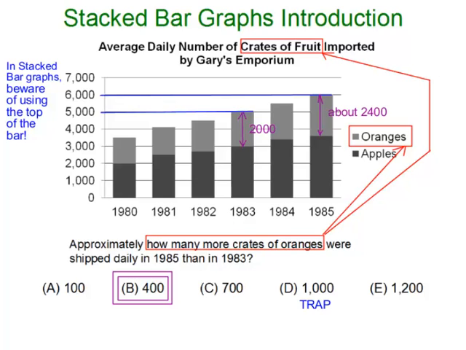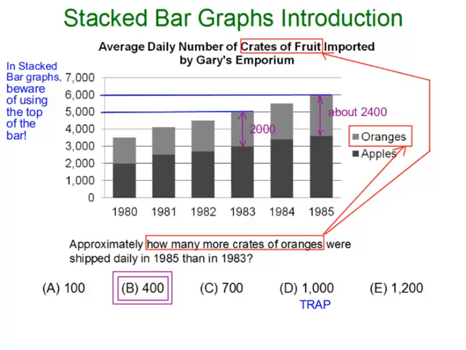And you can do that kind of visually. Just look at the difference between the top of that light gray part of the bar and the bottom of the light gray part of the bar. And so that's almost exactly 2,000 in 1983, a little bit less than 2,500 in 1985. And so that corresponds to a difference of a little bit less than 500.